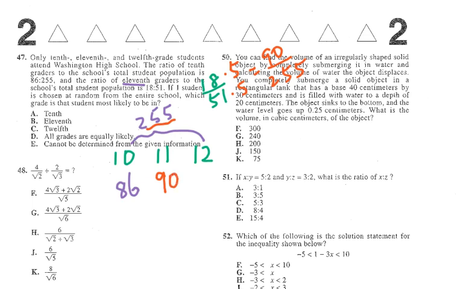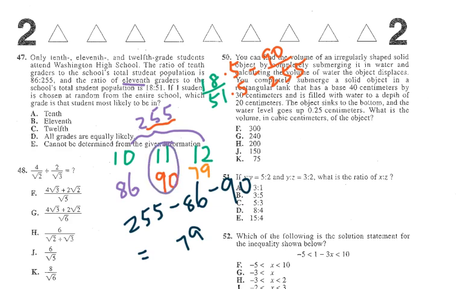Then you're using 255 minus 86 minus 90. Answer will be 79 for 12th grade. So which grade has more students? That's 11th grade. B will be the answer.